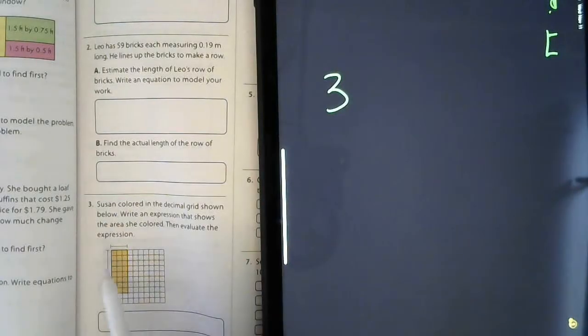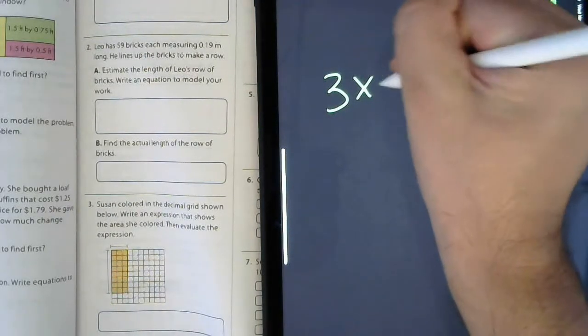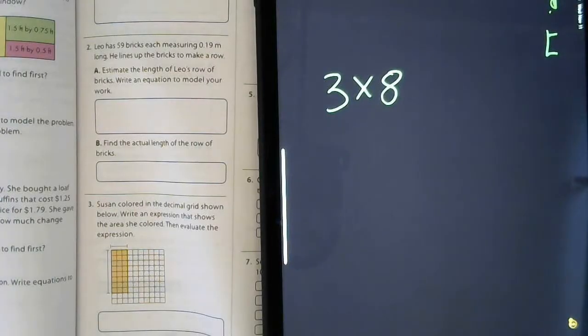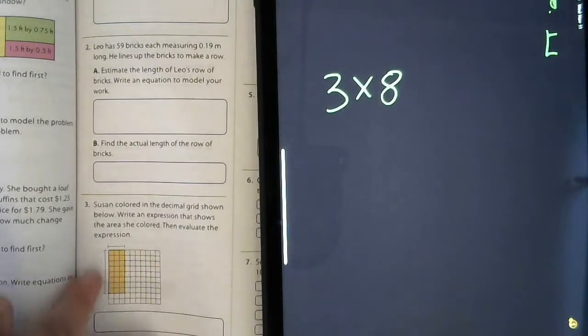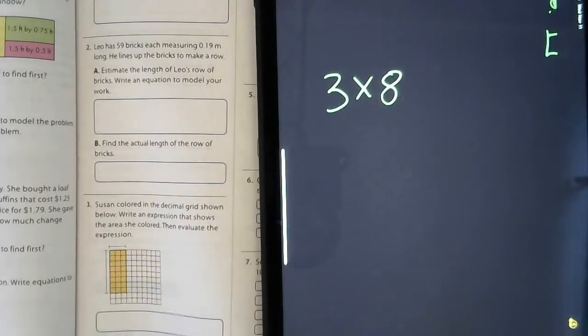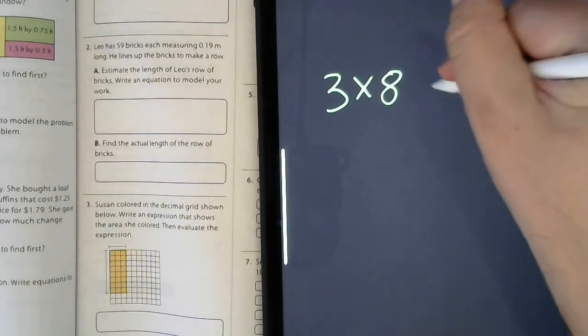So I'm going to see here, I have 3 blocks, 1, 2, 3. And on this side, I have 1, 2, 3, 4, 5, 6, 7, 8 blocks. So I can use the expression 3 times 8. That's going to tell me the area here. Now I could obviously count all those yellow blocks, or I could just do 3 times 8.